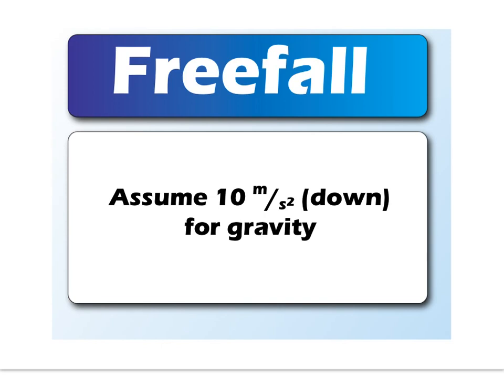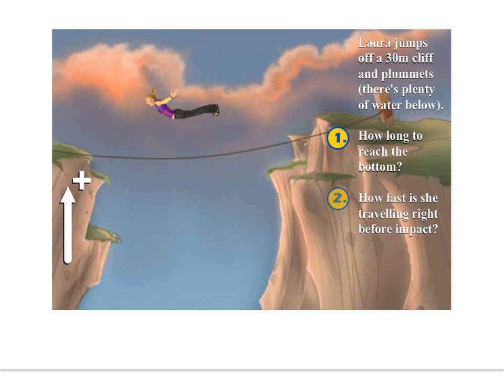For all the problems that I'll be working in this tutorial, I will be approximating gravity as 10 meters per second squared down as opposed to 9.8. That's just going to make our calculations a little quicker and easier. So for this first problem, we've got cliff diver Laura. It says over here on the right that Laura jumps off a 30-meter tall cliff and plummets, and that there's plenty of water below so that no physics kids will be harmed in the filming of this screencast.